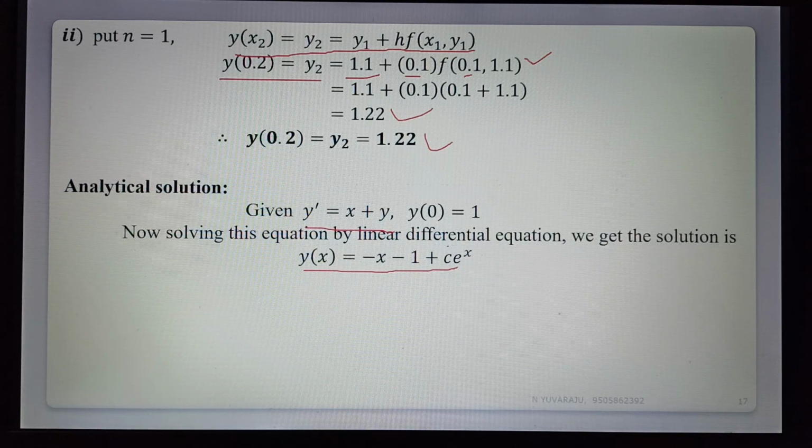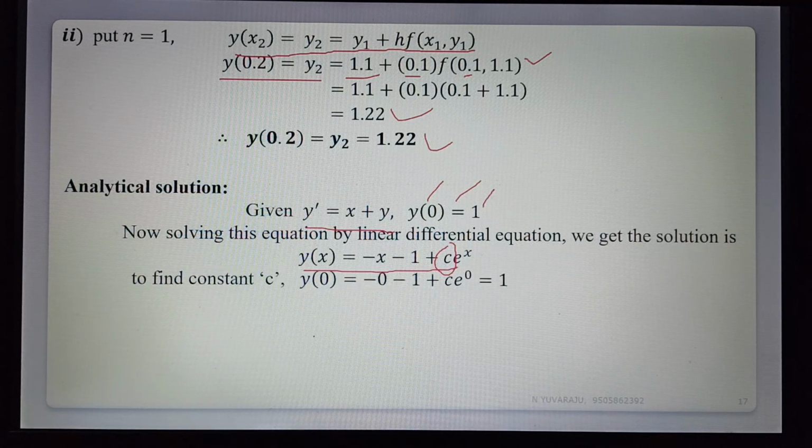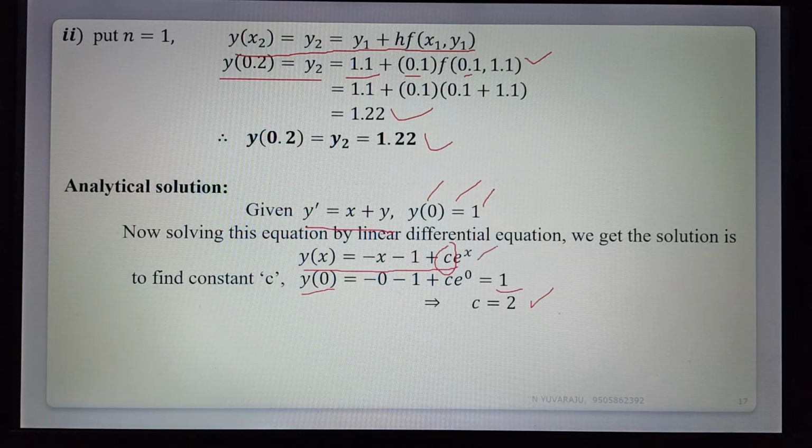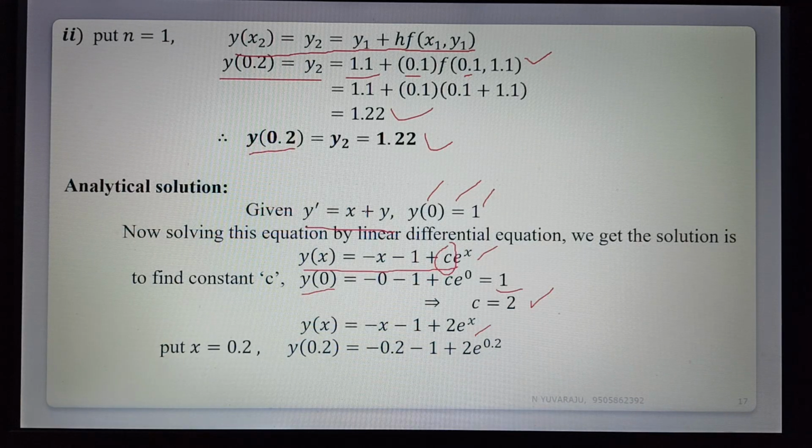Next, find the arbitrary constant c using the initial condition: replace x with 0 and y with 1. That is y of 0 is equal to 1, so 1 is equal to minus 0 minus 1 plus c into e power 0, that gives c is equal to 2. Substituting c is equal to 2, y of x is equal to minus x minus 1 plus 2 into e power x. Now we find y of 0.2, the analytical value. Substituting x is 0.2, y of 0.2 is equal to minus 0.2 minus 1 plus 2 into e power 0.2.